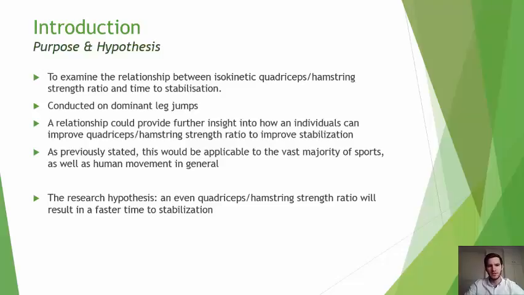The purpose of this study is to further examine this relationship between isokinetic quadricep to hamstring strength ratio and its time to stabilization. All experiments will be conducted on dominant leg jumps. A relationship could provide further insight into how individuals can improve quadricep to hamstring strength ratio if it has a relationship with improving stabilization. As previously stated, this will be applicable to the vast majority of sports, as well as human movements in general. The research hypothesis is that an even quadricep to hamstring strength ratio will result in a faster time to stabilization.